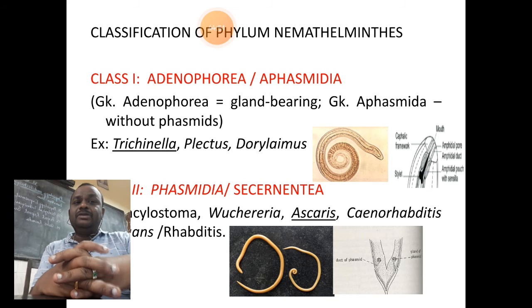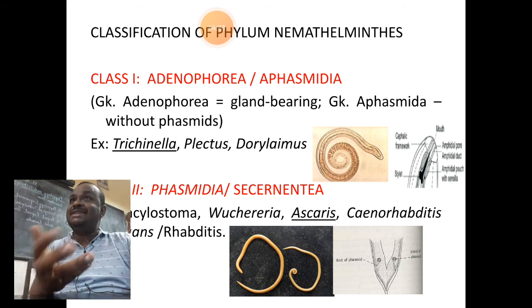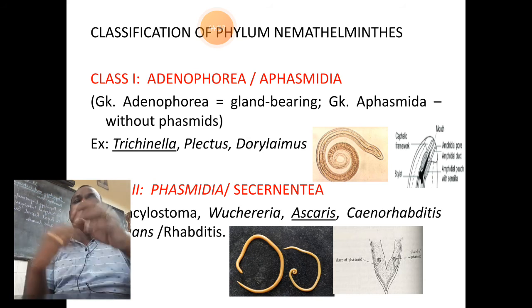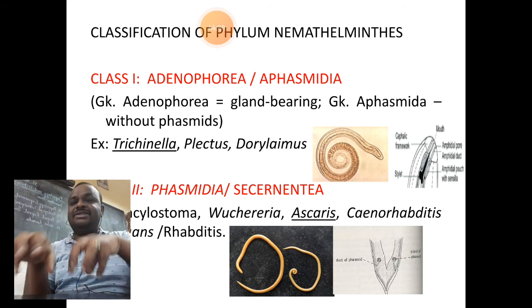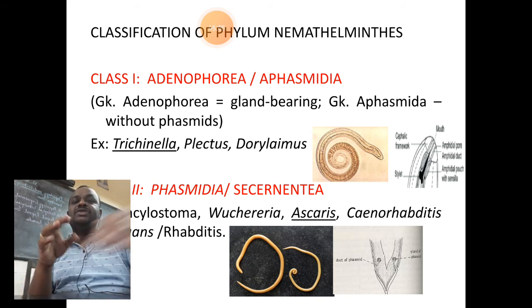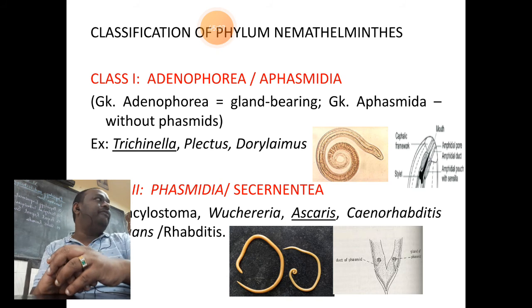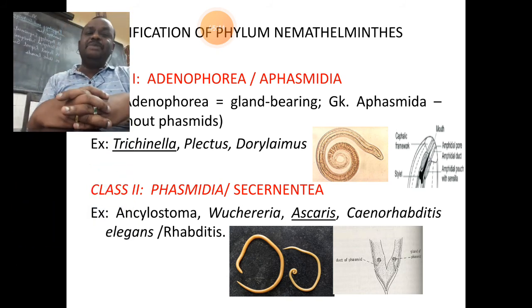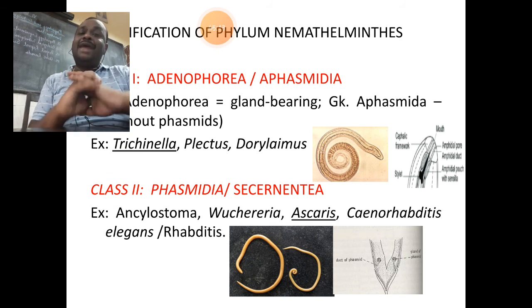Aphasmedia: sensory organs towards the posterior side are absent. It otherwise means amphids are present. So animals with the amphid sensory organs, which are responsible for the olfactosensory activity in nematodes, come under this category of aphasmedia. The second class is called phasmedia or Secernentea.